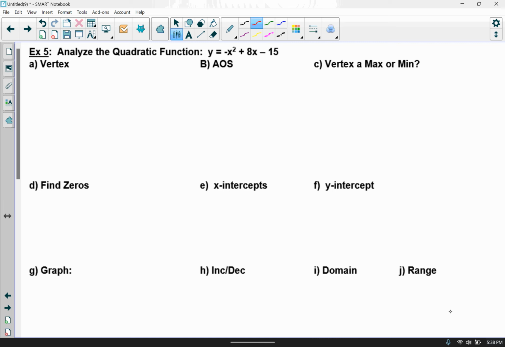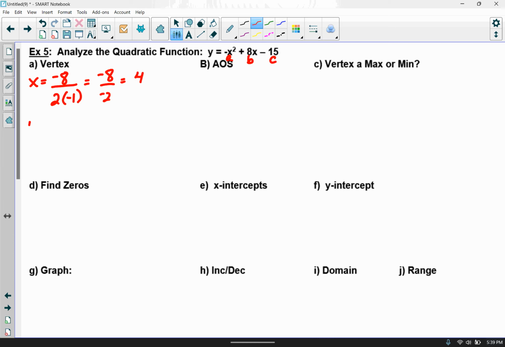So really only A, B, and C is the new material from this section. Everything else is review. All right, so in part A, it wants the vertex. So I'll come over here and let's identify, here's my A, my B, and my C. Vertex. So x equals opposite B, so negative 8 over 2 times A, so 2 times negative 1. Negative 8 divided by negative 2, so that gives me a positive 4.